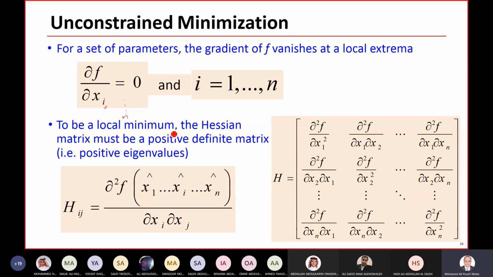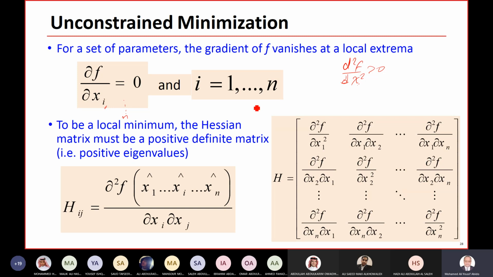To be a local minima, the Hessian matrix, because we are talking about several variables, not only one variable. If it is one variable, then d square f by dx square is greater than 0. That's fine, we have only one variable. But if we have more variables, or a number of variables, which is the case in our problem. In our problem, we do not have only one generator. We have dozens of generators, hundreds of generators. So we have hundreds of variables here.